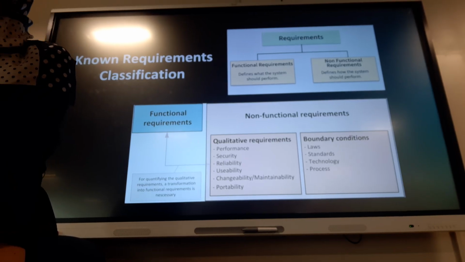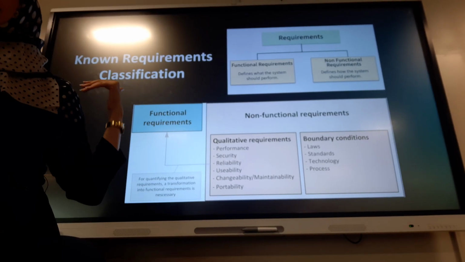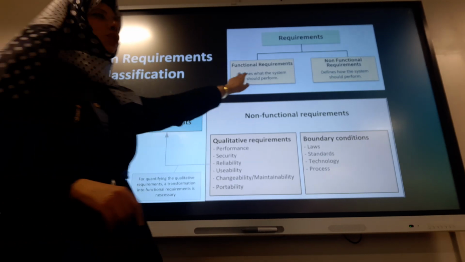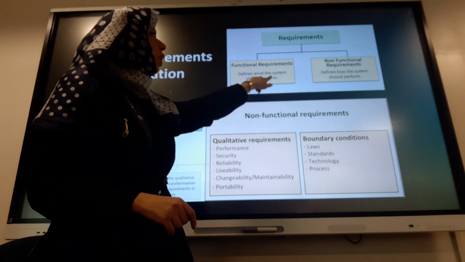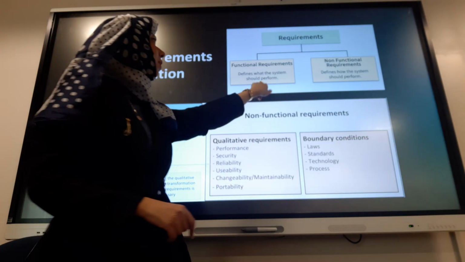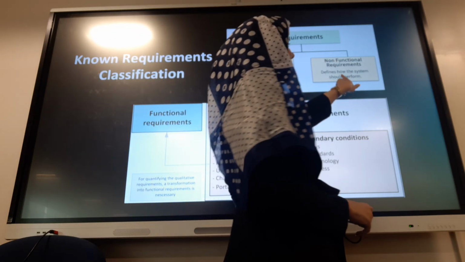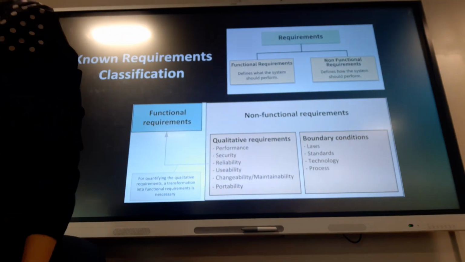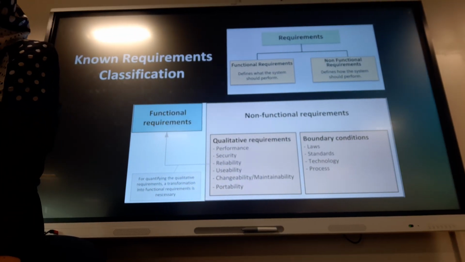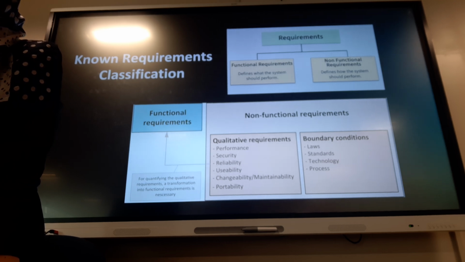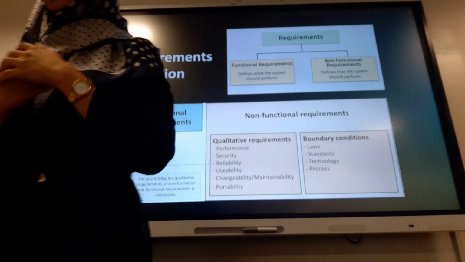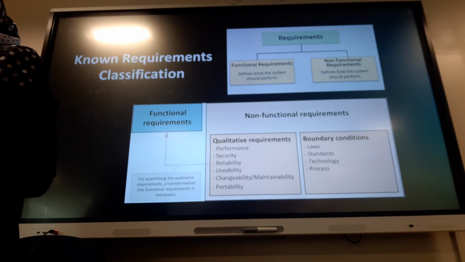So in general, we can classify requirements into functional and non-functional requirements. From what the name suggests, functional is concerned with defining what the system should perform, and non-functional is how the system should perform. Non-functional requirements are not necessarily things to be coded. It could be a system that I'm implementing, but I'm concerned about, for example, how many users can access the service at a time.